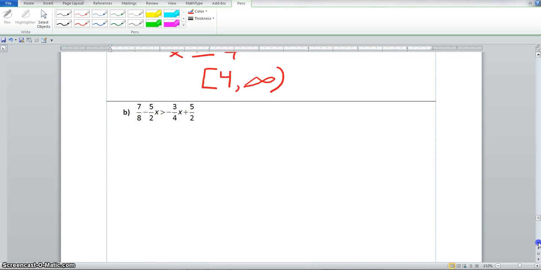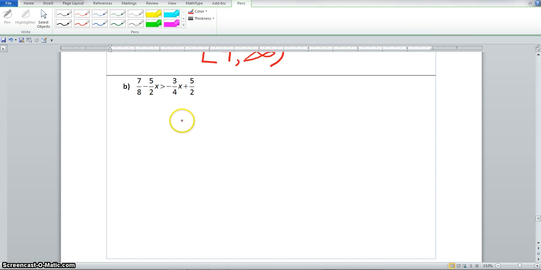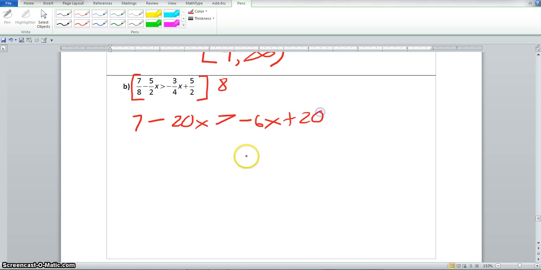Okay, now we go on to B. Now we have these fractions here. Remember, we want to get the variable by itself. But first, let's get rid of these denominators. We could do this just like we would do a regular equation. We'll multiply everything by the common denominator, which in this case would be 8. So we would end up with 7 minus 20x is greater than a negative 6x plus 20.